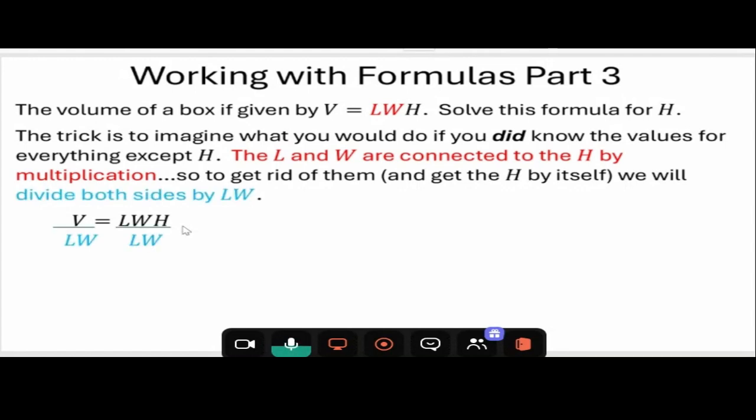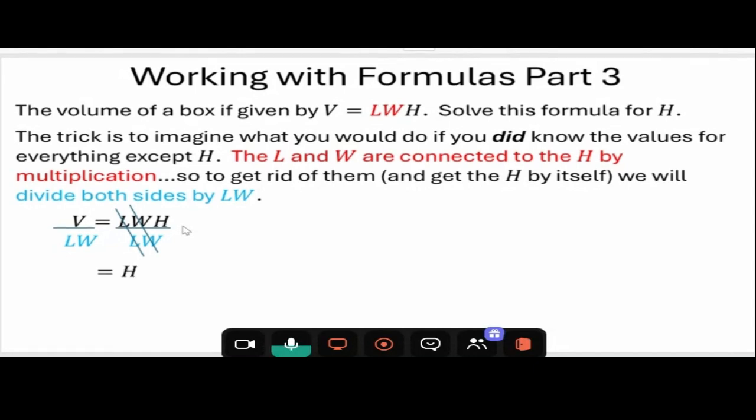So we're going to divide both sides by LW. You could do it one at a time, but you might as well do them both together. Why? Because they both then cancel out, and we get H all by itself on the right-hand side, which is exactly what we've been asked to do.